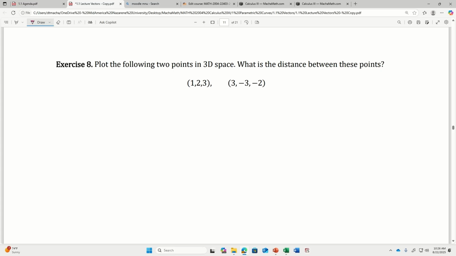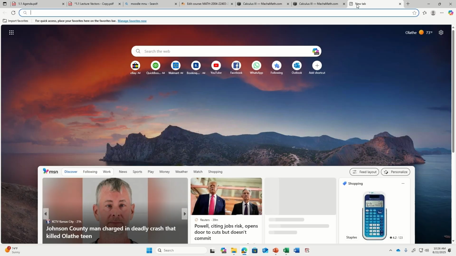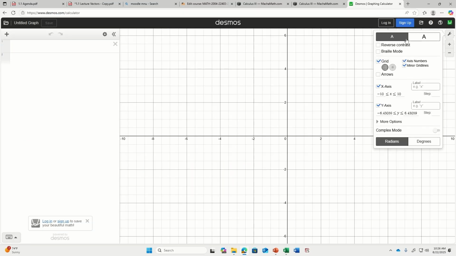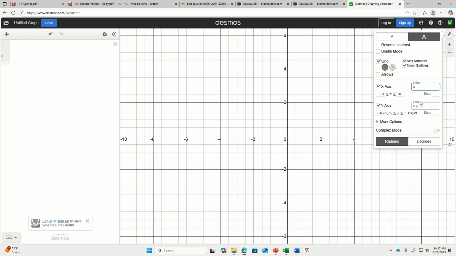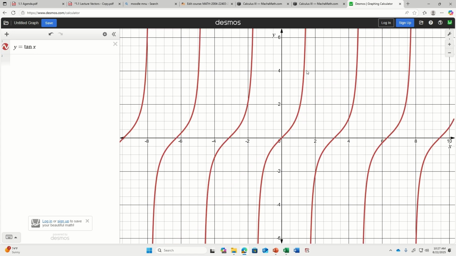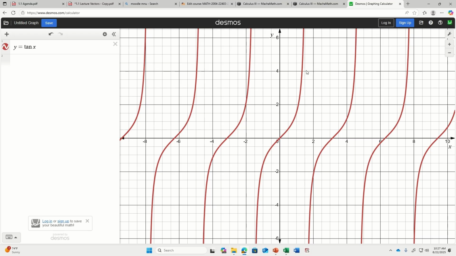Yeah, in fact, I think it deserves a 3-minute aside to go on Desmos.com and discuss this a little bit more. This is the tangent function. And we say that this function has multiple branches, if you want to call them branches.